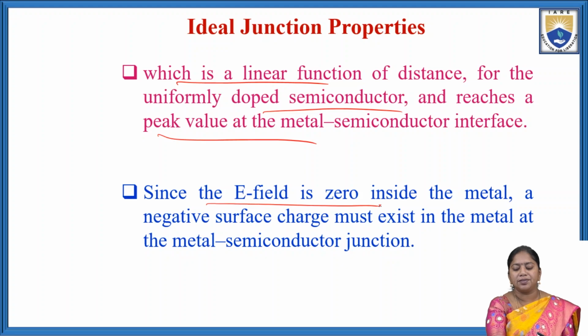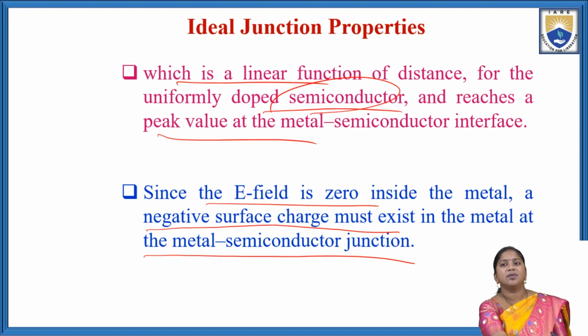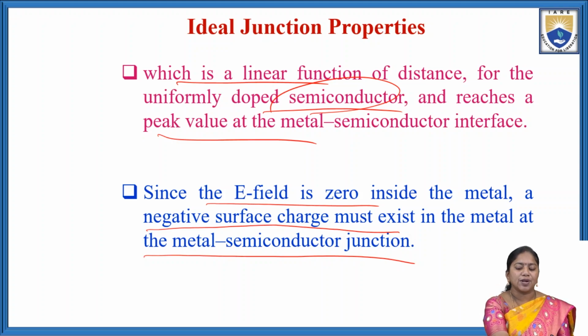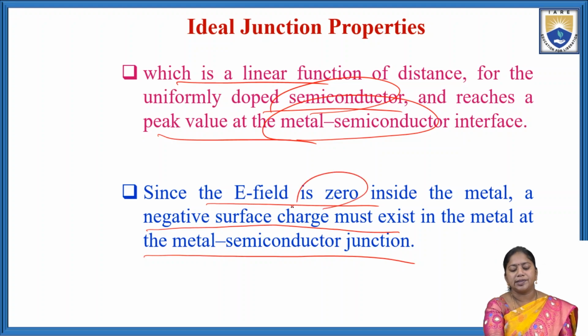Since the electric field is 0 inside the metal, a negative surface charge must exist in the metal at the metal-semiconductor junction. So equation 6 is a linear function of distance for the uniformly doped semiconductor, and it reaches a peak value at the metal-semiconductor interface.